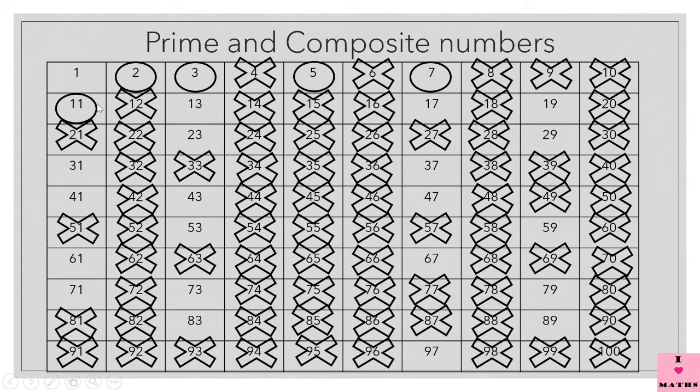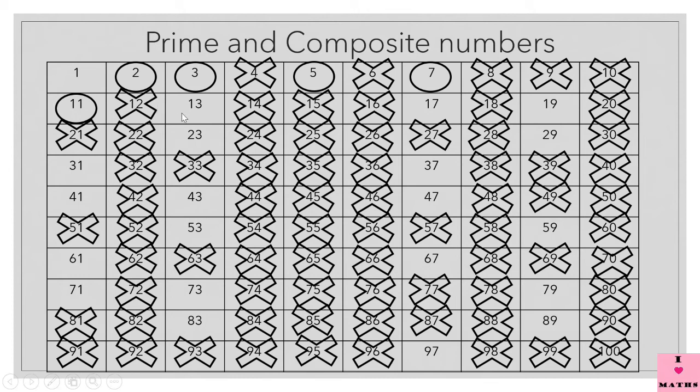Let me show you how. I have encircled 11. The multiples of 11 are: 11 twos are 22, 11 threes are 33, 11 fours are 44, 11 fives are 55, 11 sixes are 66, 11 sevens are 77, 11 eights are 88, 11 nines are 99. So all the multiples of 11 have been crossed.